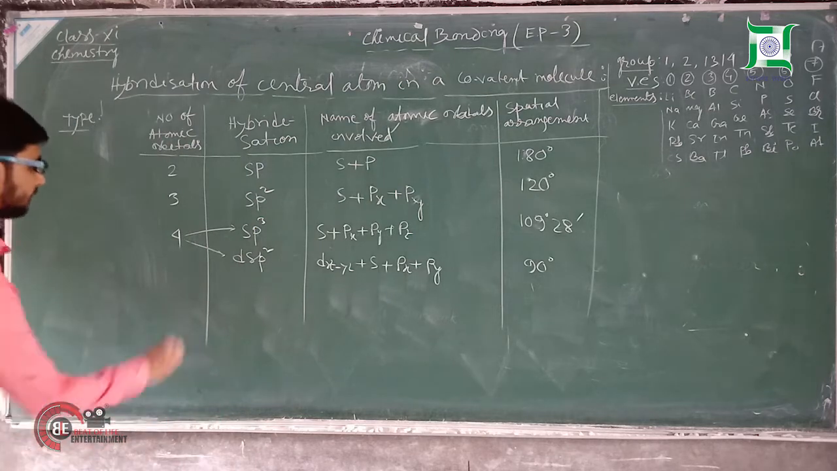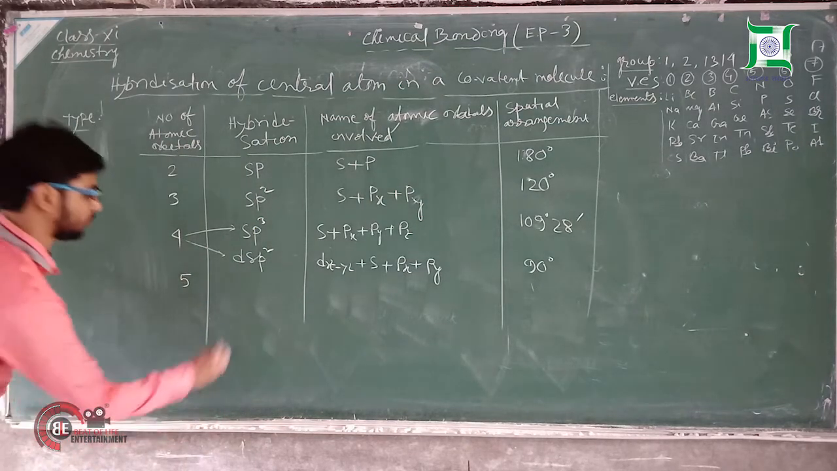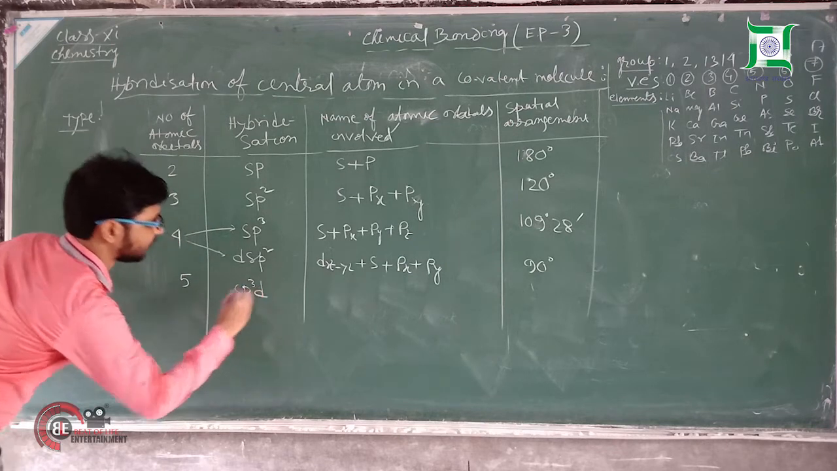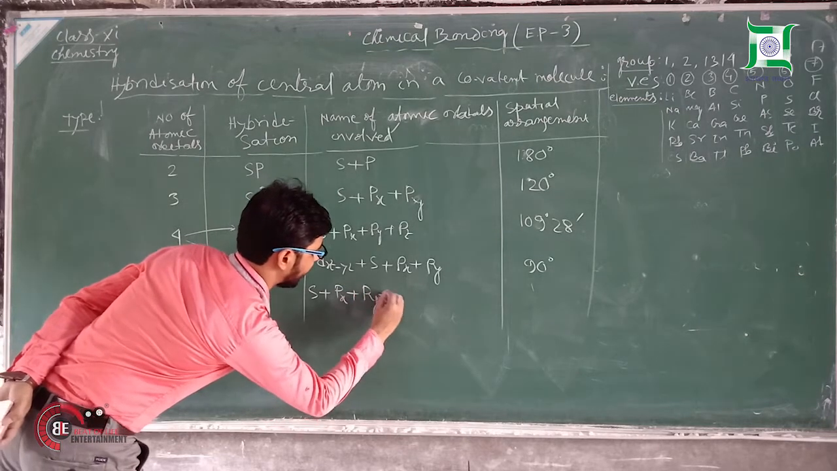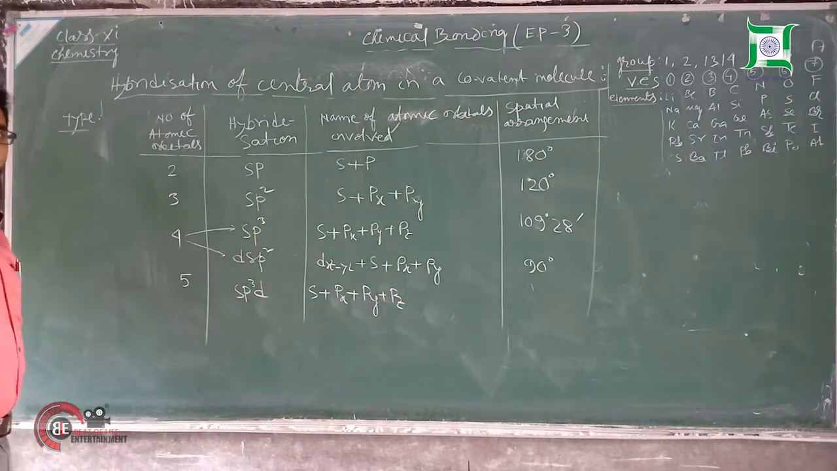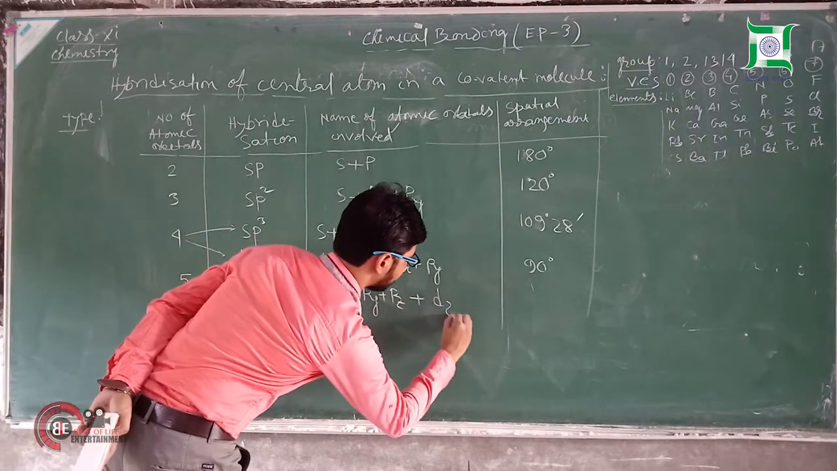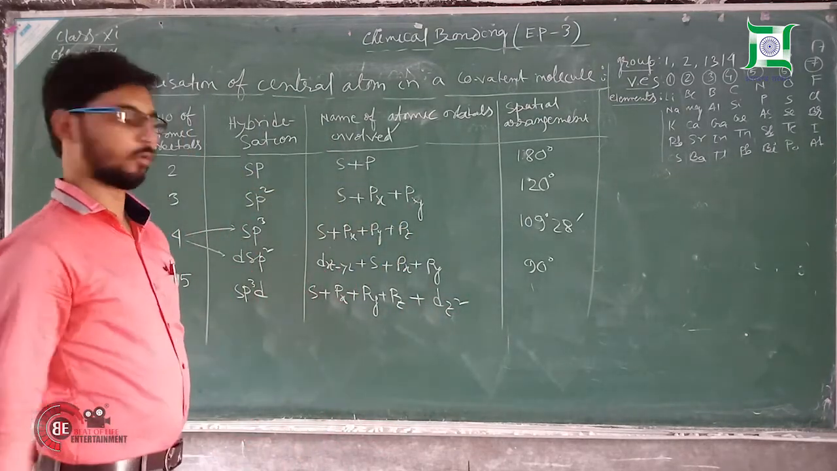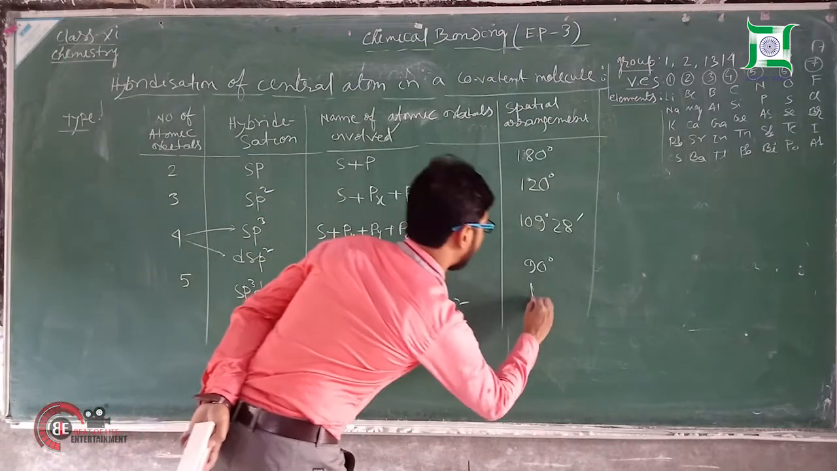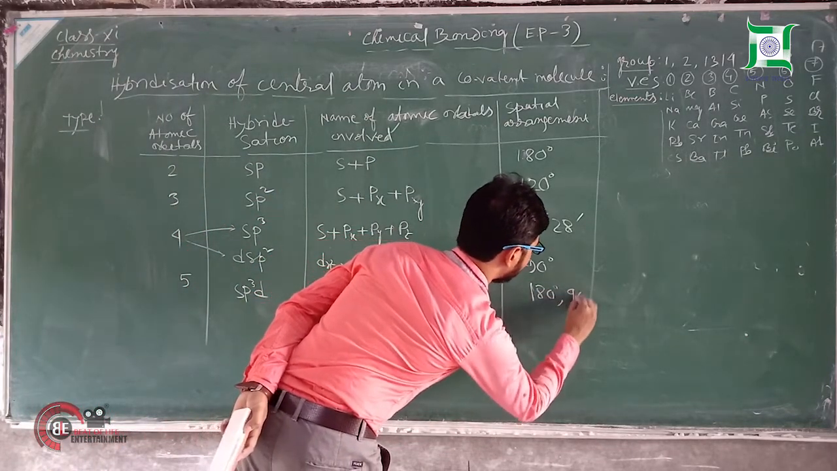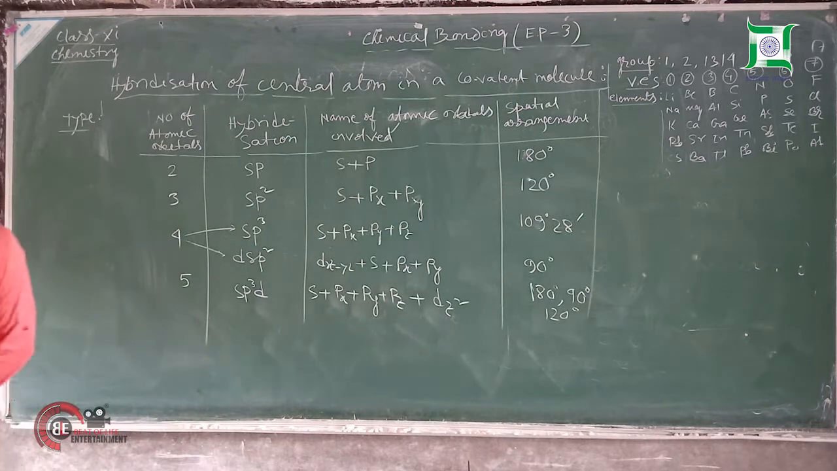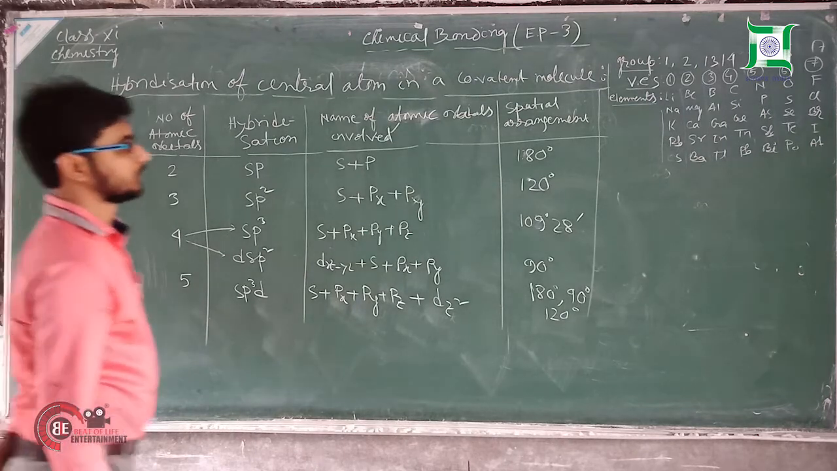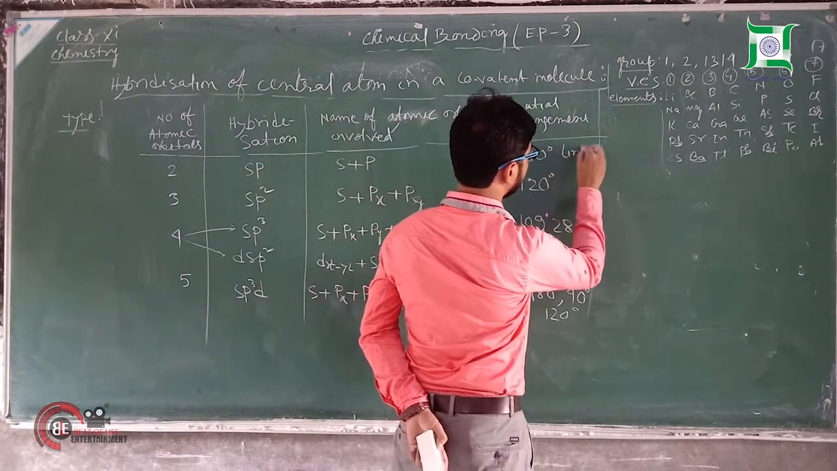अब 5 तो हो जाएगा sp3d with s plus px plus py plus pz, and the d orbital involved here is dz square. And here 3 bond angles are available for sp3d: 180 degree, 90 degree and 120 degrees. Clear? 180 degree, 90 degree and 120 degree. Clear?